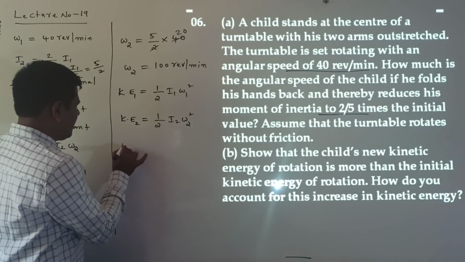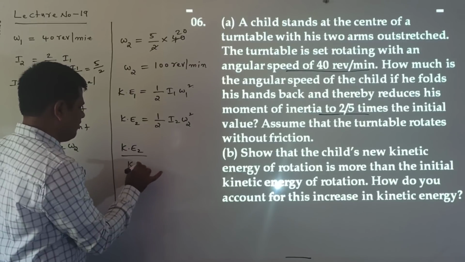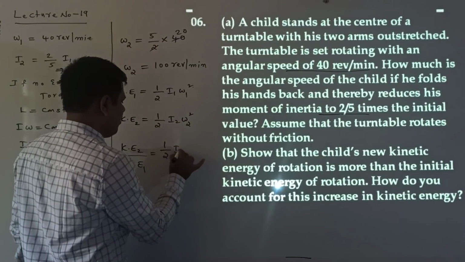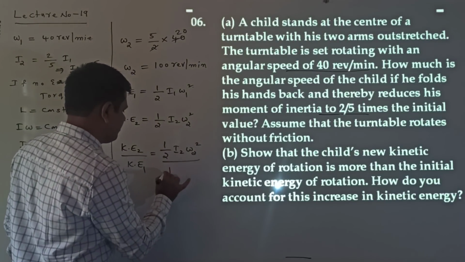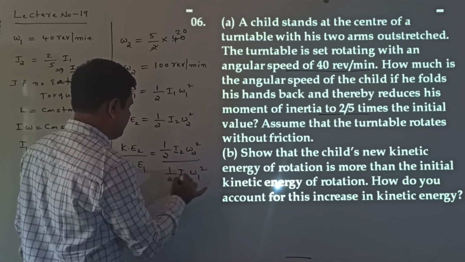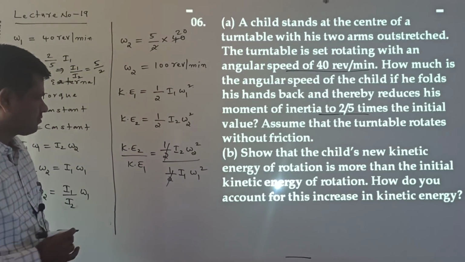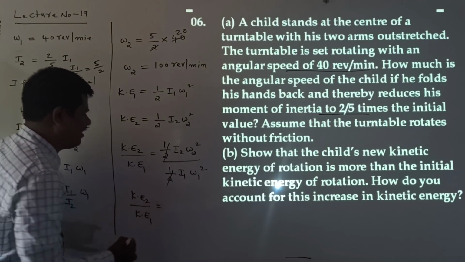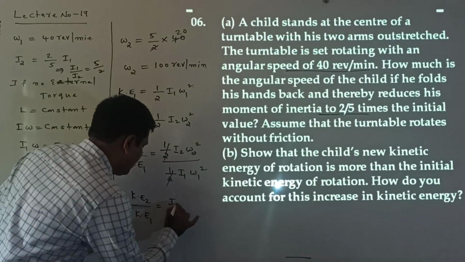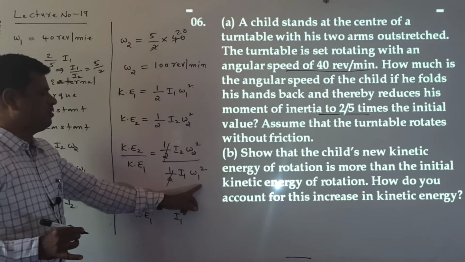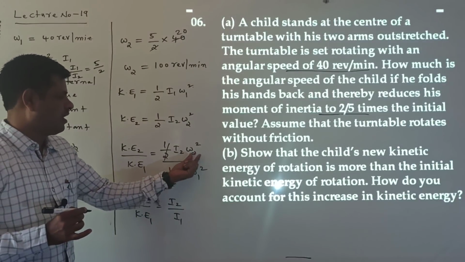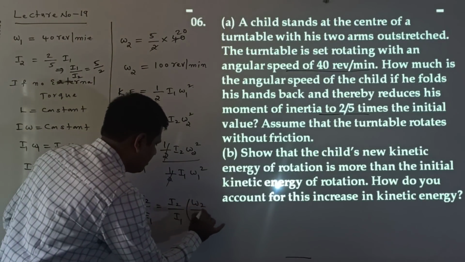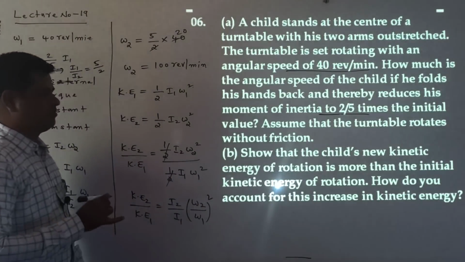Now first of all I am making kinetic energy 2 by kinetic energy 1. Kinetic energy 2 by kinetic energy 1 means half I2 omega 2 square by half I1 omega 1 square, the halves getting cancelled. Now kinetic energy 2 by kinetic energy 1 is equal to I2 by I1 times omega 2 by omega 1 whole square. This is omega 2 square by omega 1 square. I am writing it like this also, omega 2 by omega 1 whole square.